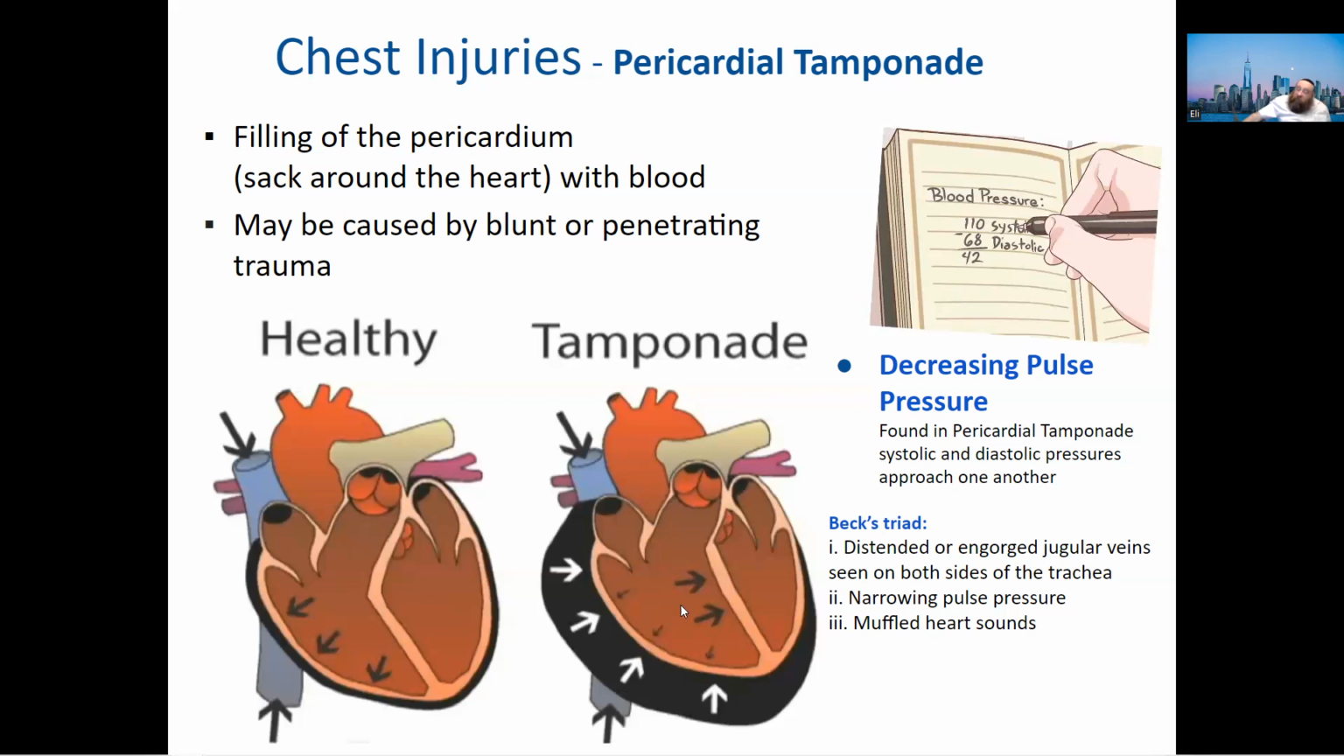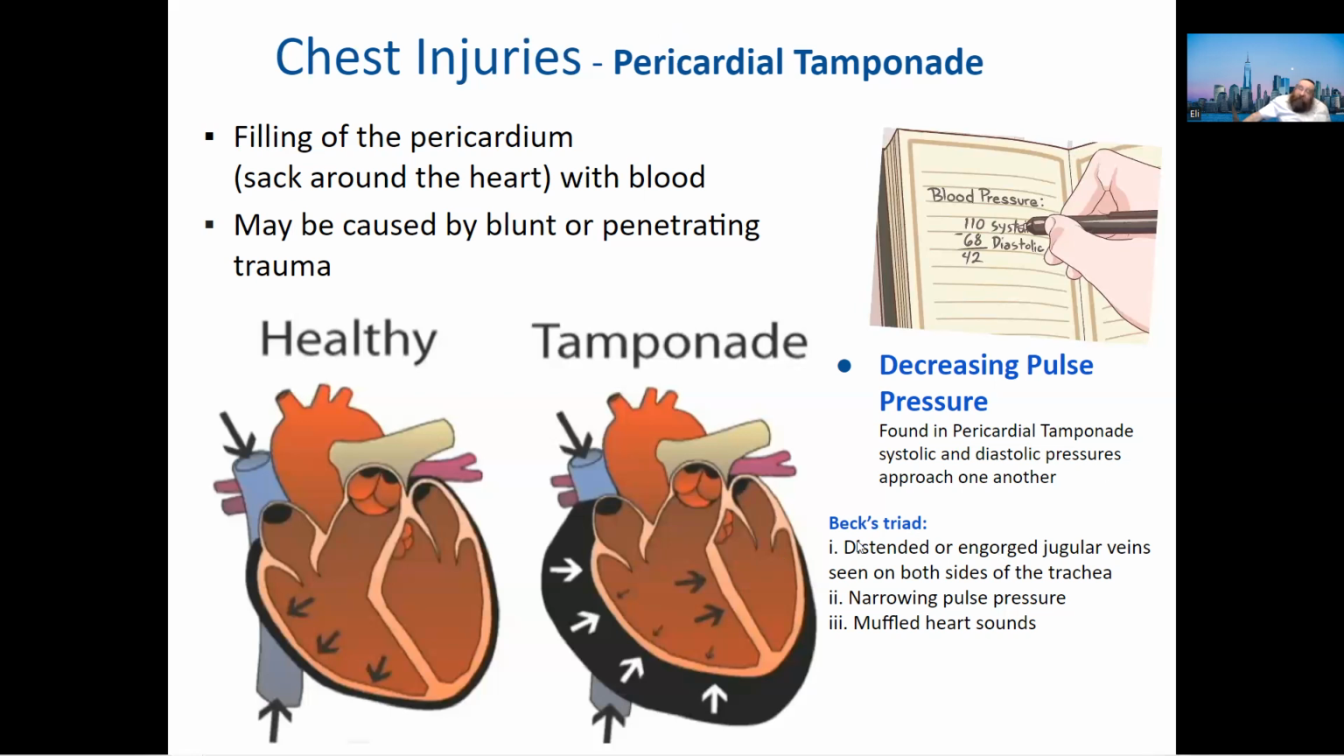When there's no room to do the squeeze, what we find is that the systolic and diastolic blood pressures approach each other. And here's just a simple example. This could be a normal blood pressure, 110/68. If you minus it, you get 42. But what happens if you have 78/68? And now you do the minus and you're left with 10. That is called decreasing pulse pressure. And it's found, for your learning right now, in pericardial tamponade.